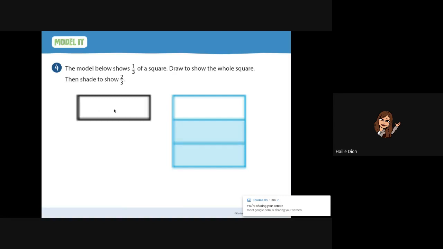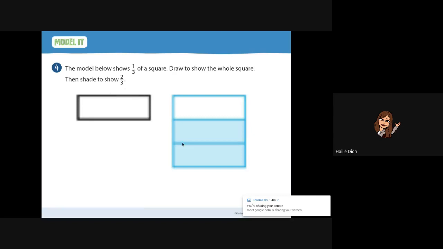So here is our original 1/3 square, or in this case, it's really a rectangle, and it's right here. But then we need to make it a whole model. So we need to have 3 pieces because our denominator is 3. So once we have our 1, 2, 3 pieces, we then have to go back and shade in 2/3 of our model, or in this case, 2 rectangles, because that is the second step.